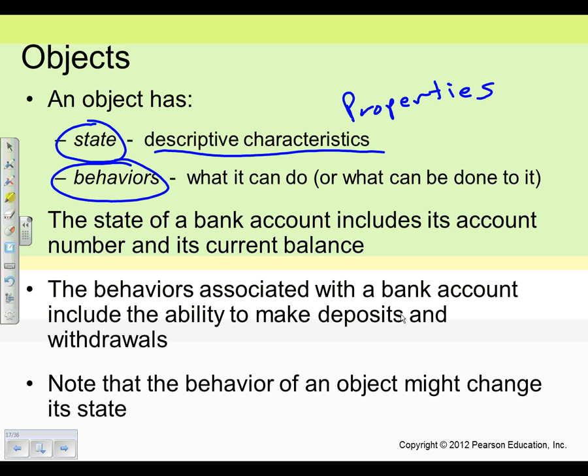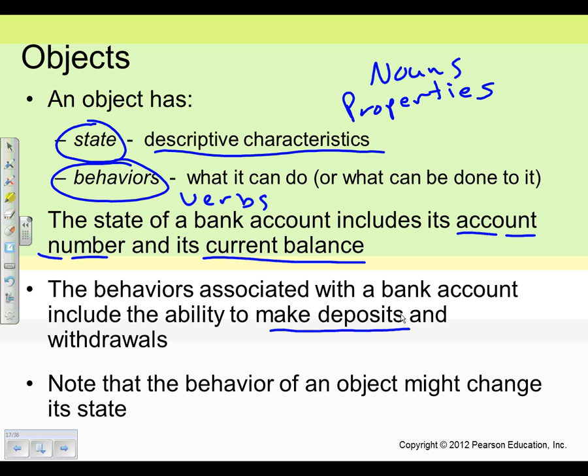All right. Okay. So when we look at a bank account, it's its account number and its current balance. Those are the properties of that bank account. When you look at this, the properties are nouns. The behaviors are verbs. Okay? So we say state of a bank account, it's account number and current balance. Behavior is make deposits, make withdrawals. Make is a verb. Okay? Now, when we make a deposit to a bank account, that changes its current balance, doesn't it? So that changes its state. Okay, and we'll get more into this.